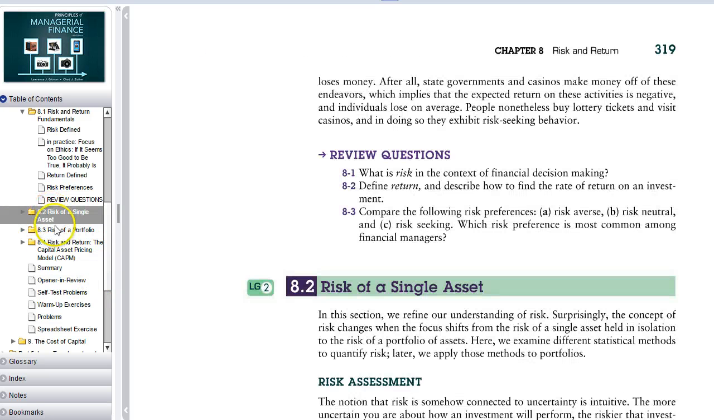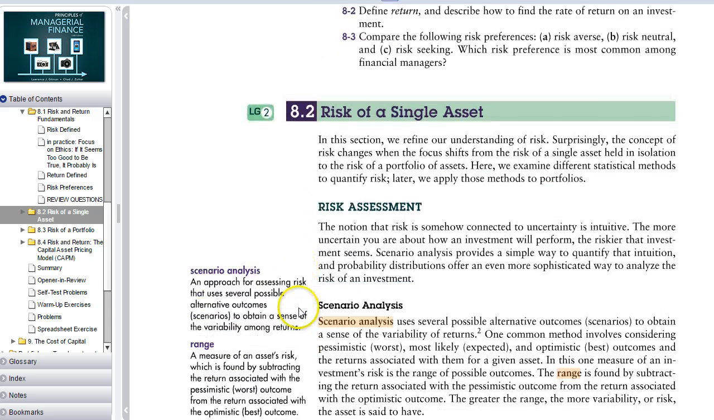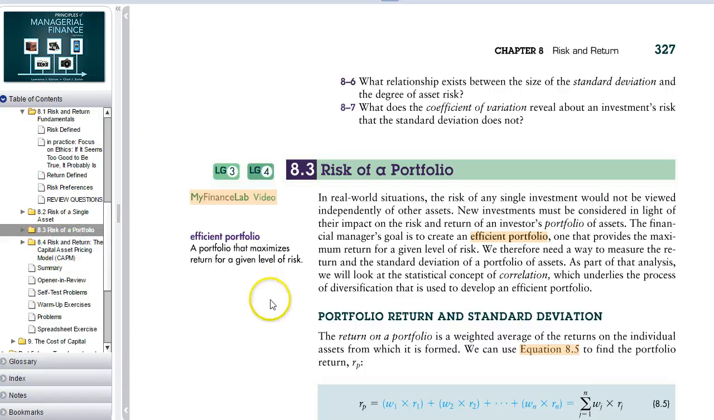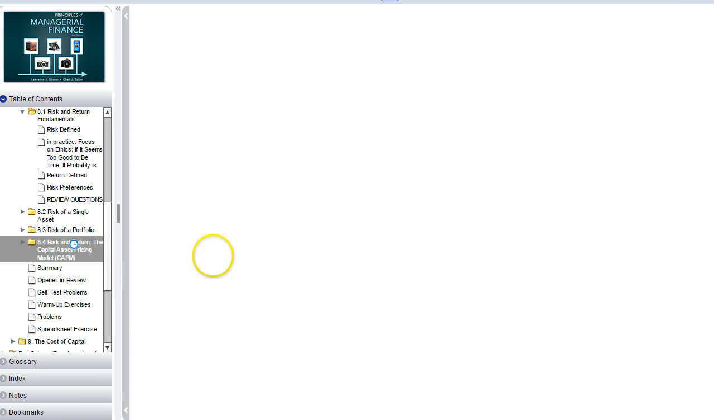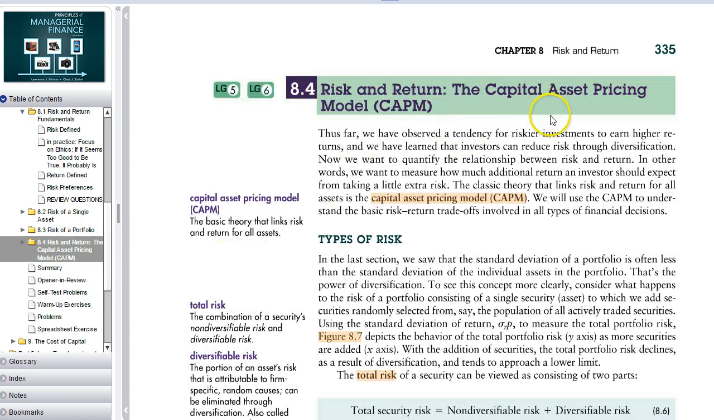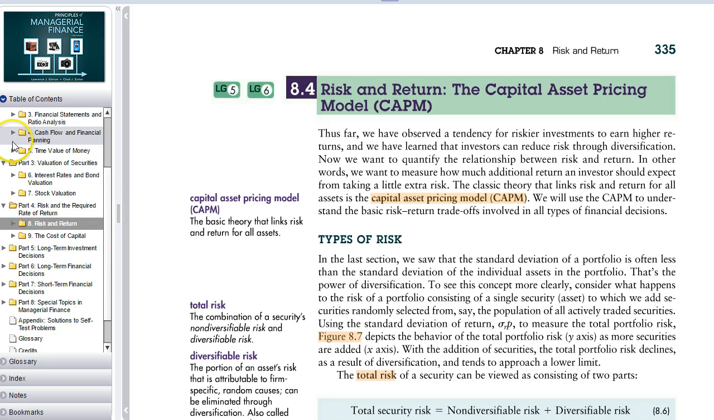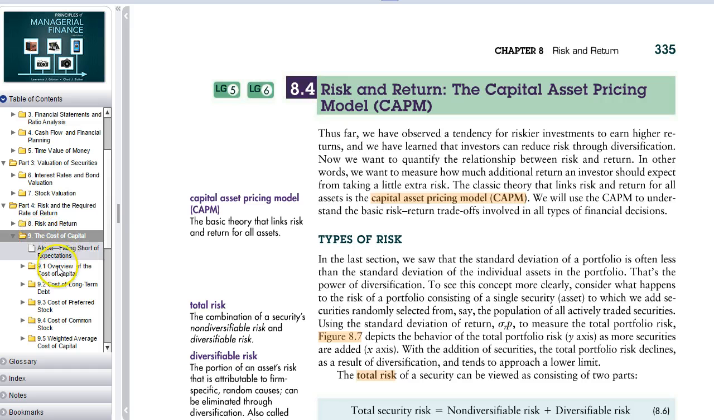And then, of course, we look at risk of a single asset, which is easier to define and make a risk assessment. And of course, then we apply the risk to a portfolio and the return of the portfolio using the capital asset pricing model. So chapter 8 is really giving you the basic framework for measuring return and the risks associated with that return. Okay, and then this leads directly into the cost of capital chapter.